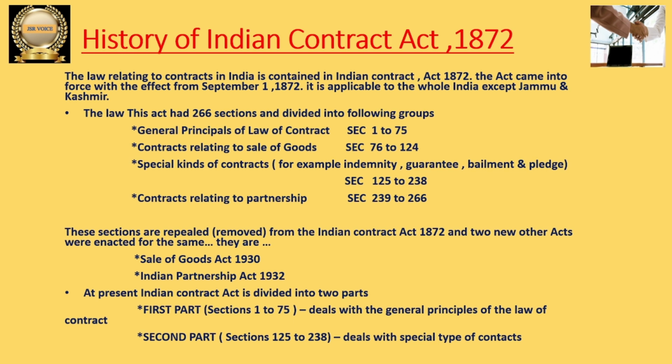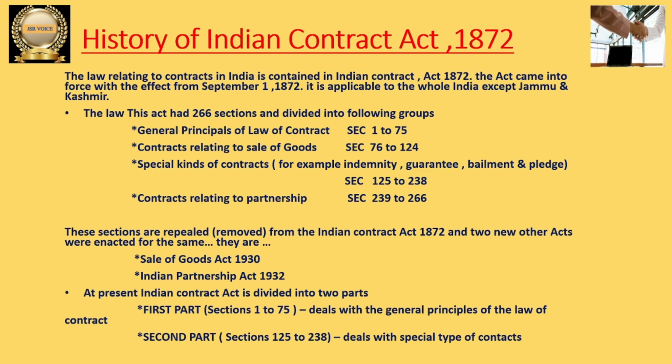And the third one is Special Kinds of Contracts. What are special kinds of contracts? For example, it may be an indemnity contract, guarantee, bailment or pledge. These are all special kinds of contracts. Rules regarding all these special types of contracts are laid down from section 125 to 238 in the Indian Contract Act.